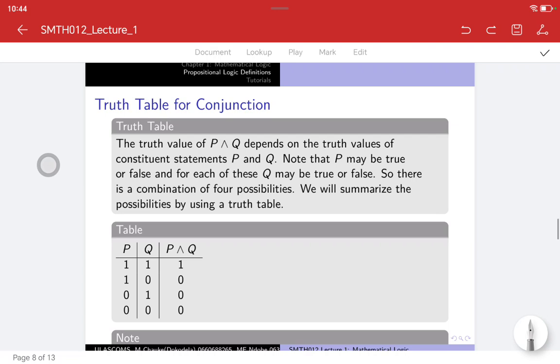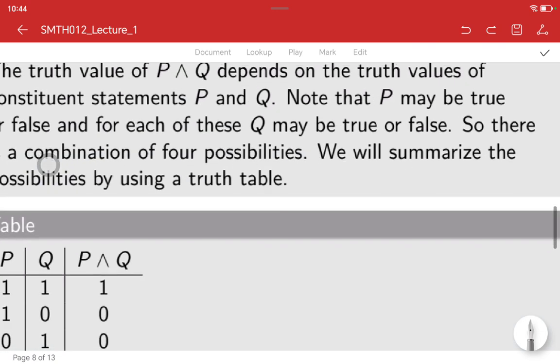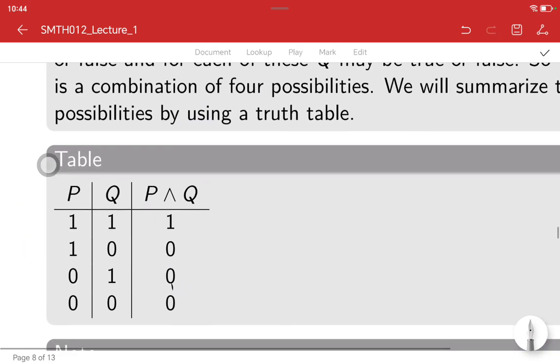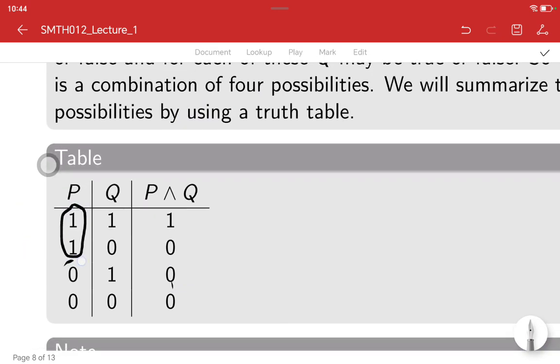So now we come here, we say that the truth value of P and Q depends on the truth values of the constituent statements P and Q. Note that P may be true or false, and for each of these, Q may be true or false. So there is a combination of four possibilities. Since this can be true and it can be false, and also this one can be true and it can be false, when we combine these two statements, we are going to have a possibility of a certain truth value.